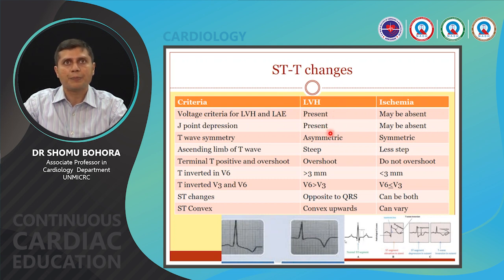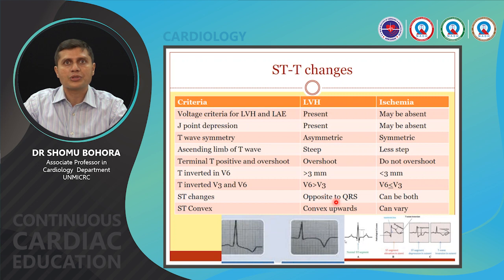J-point depression is generally present in LVH, and may be absent in ischemia. There is an asymmetrical T wave as compared to a symmetrical one in ischemia. The steep ascending limb of the T wave is there in LVH as compared to an ischemic patient. Overshoot is present in LVH, but in ischemia overshoot is absent. The inversion in V6 is generally more than 3 mm in LVH and generally less than 3 mm in ischemia. If you look at T wave inversion in V3 and V6, the V6 inversion would be more as compared to V3, while it is actually the opposite in ischemia.